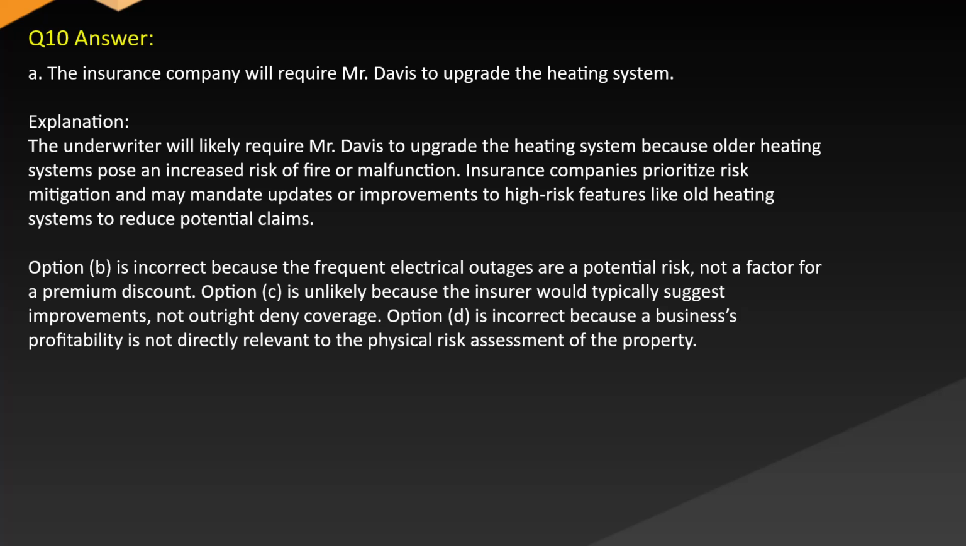potential claims. Option B is incorrect because the frequent electrical outages are a potential risk, not a factor for a premium discount. Option C is unlikely because the insurer would typically suggest improvements, not outright deny coverage. Option D is incorrect because a business's profitability is not directly relevant to the physical risk assessment of the property.